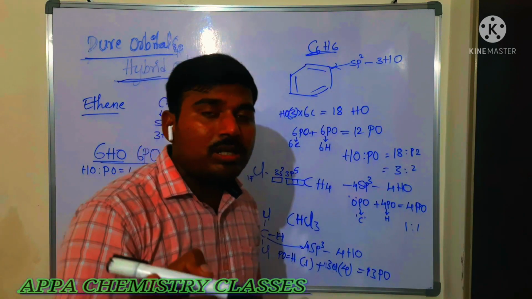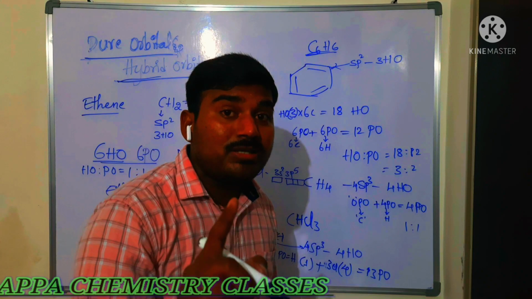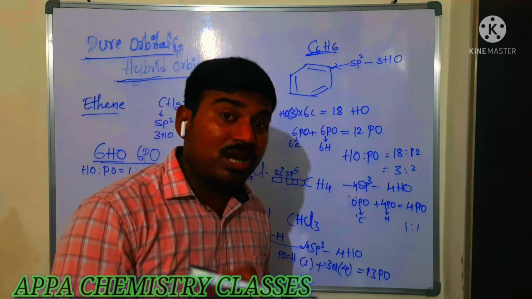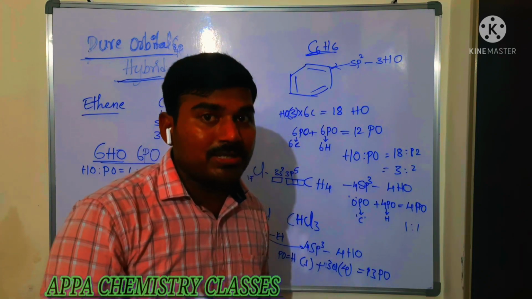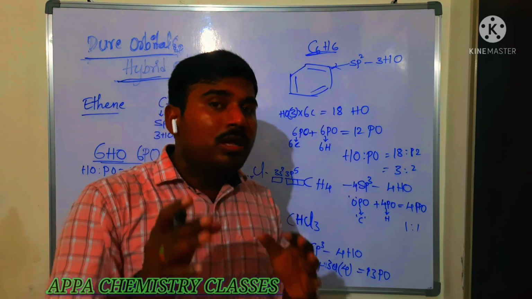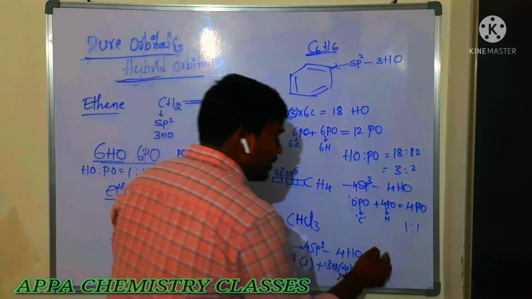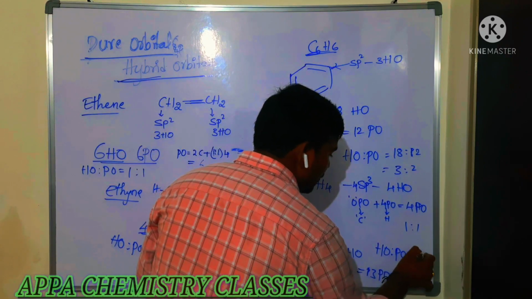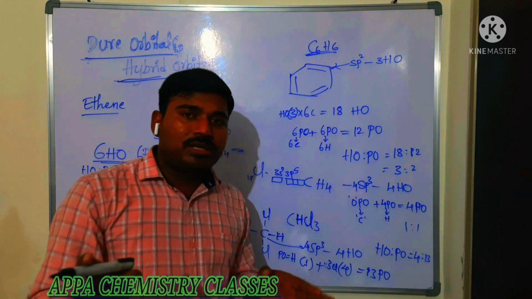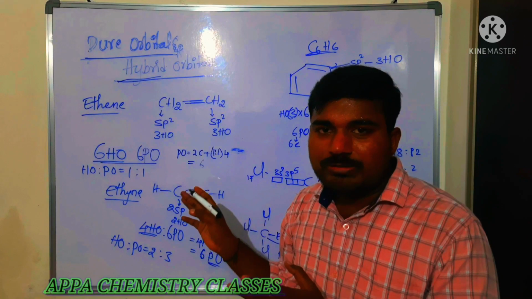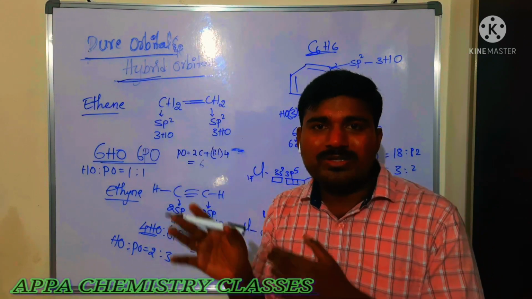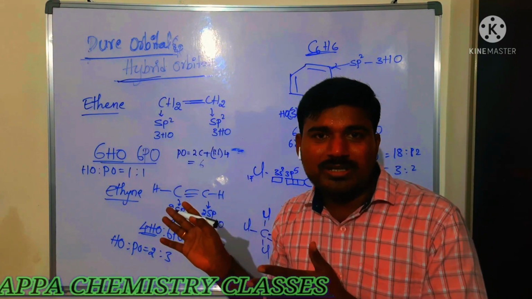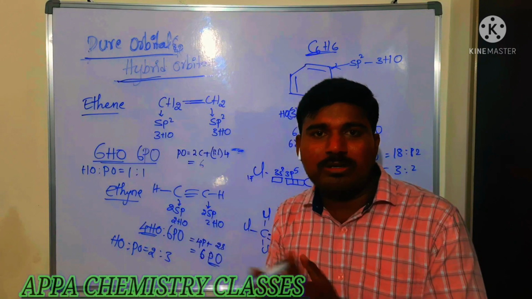You have to consider the total number of valence shell orbitals which are not participating in hybridization. Those are called pure orbitals. So what is the ratio here, hybrid orbital to pure orbital? That is 4:13. Is that clear everyone? This is the concept of hybridization shortcuts and the ratio between hybrid orbitals and pure orbitals.